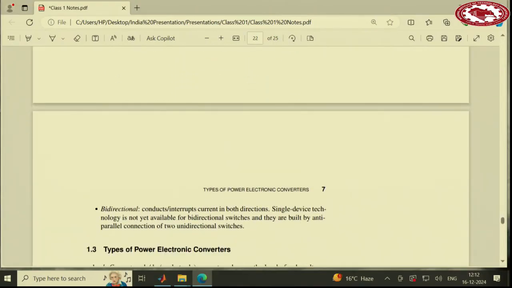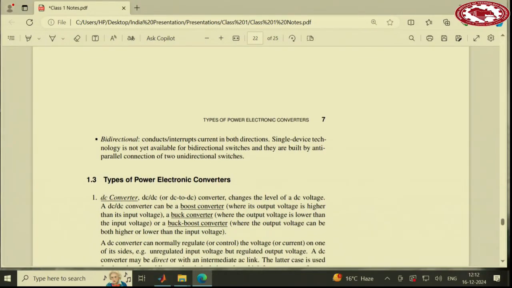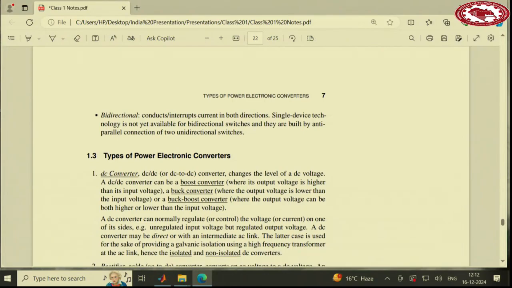So bidirectional switches, we would wish to have them, but technology is not really there. There are some types of technology to actually have bidirectional switches, but it's not very efficient and very mature. So it's safe to say that we really don't use bidirectional as a single entity, right? We do not have a technology for that.